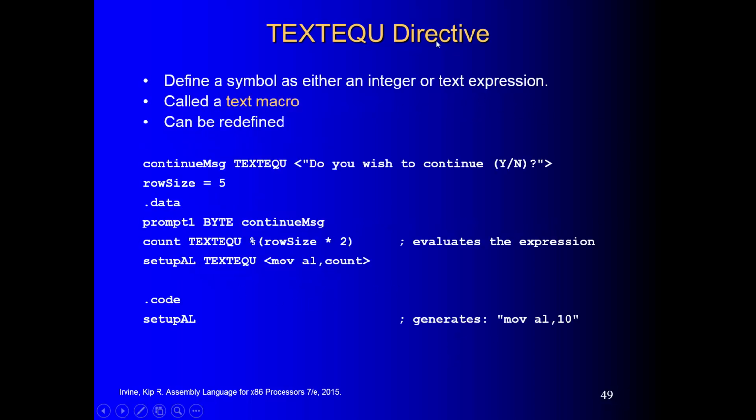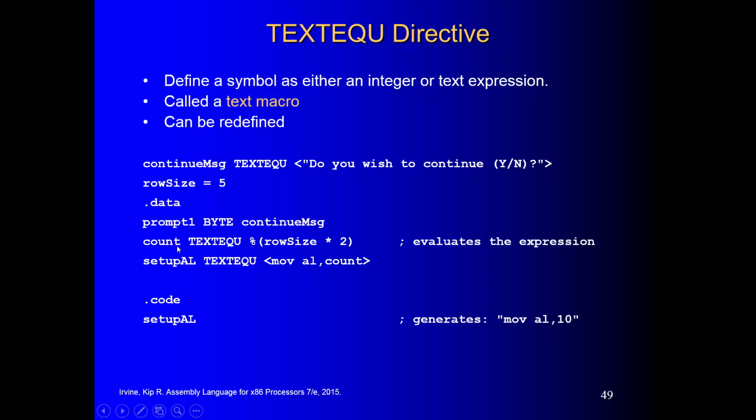TEXTEQU constant directive. This is the third way to make a constant. Here you say you have a constant string, continueMsg. Use the keyword TEXTEQU, then put "Do you wish to continue" inside the brackets. Here you have another constant, rowSize EQU 5. When you declare your variable under the data segment, you can use these constant strings. You say your prompt1 is byte, initialize it with continueMsg. That means it's going to be like this.